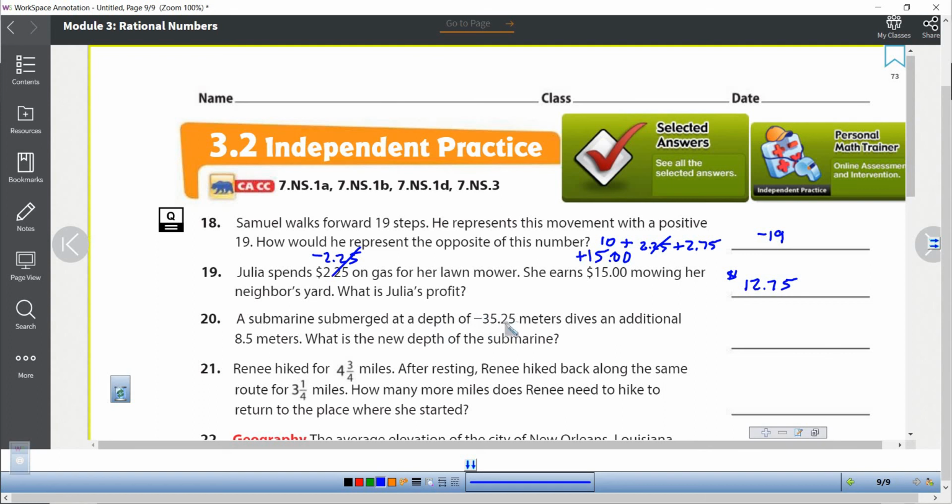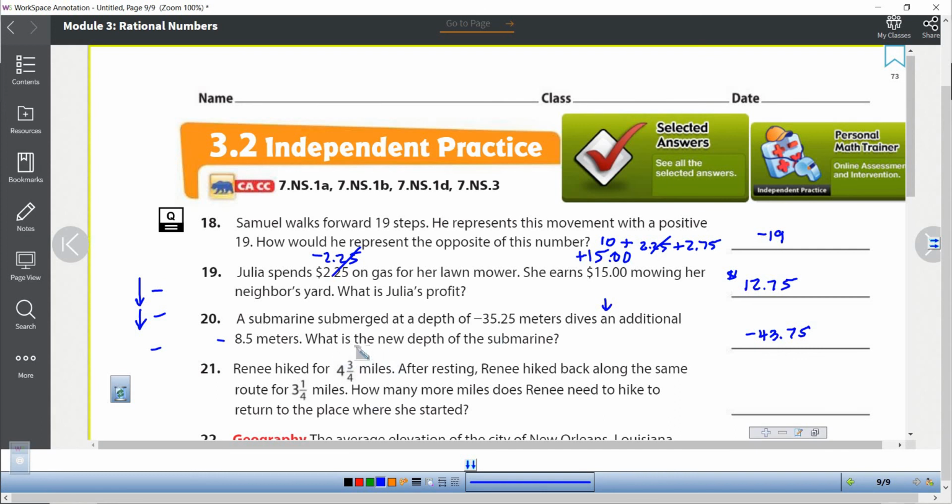All right, so a submarine is at this depth. It's a negative, okay? And then it dives. That means it goes down another 8.5. Okay, so I like these problems because it's a negative plus a negative. So we're just going to put those two together. And when you put negative 35 with negative 8, you get negative 43. And when you put that 0.25 with the 0.5, you get 0.75. So negatives added to negatives just give you more negatives. It was down, and it went down more. All right, so we ended up with a negative.